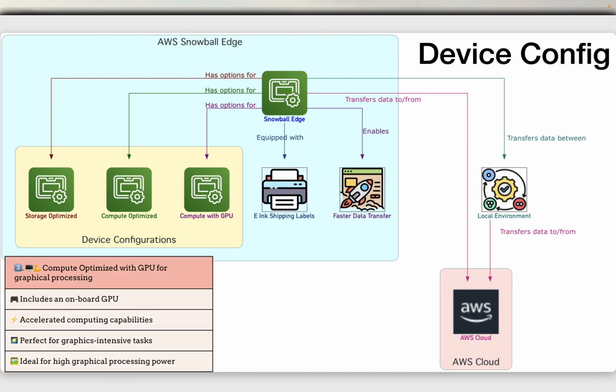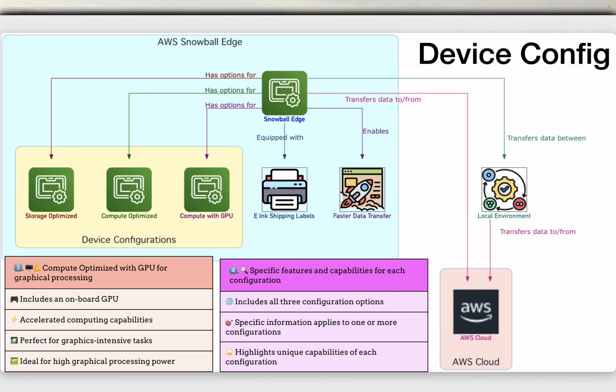Third one is compute optimized with GPU for graphical processing. The third configuration option, which includes an onboard GPU for accelerated computing and graphic intensive tasks, perfect for workloads that require high graphical processing power. And specific features and capabilities for each configuration.